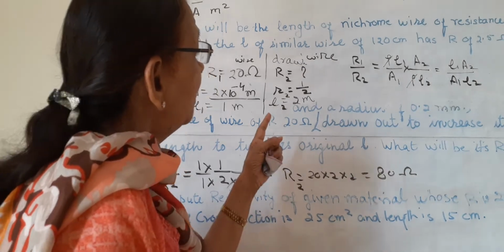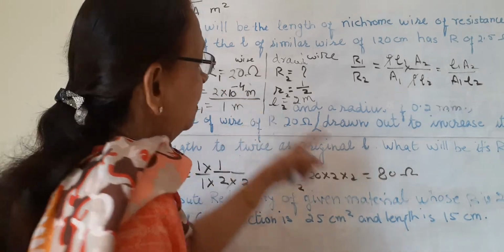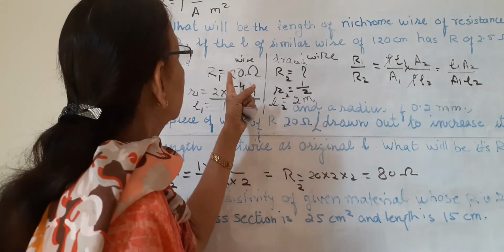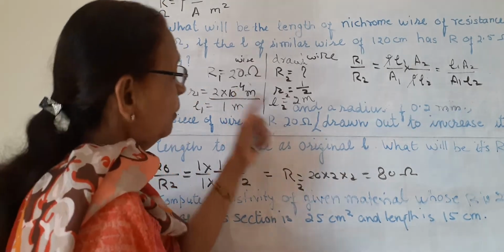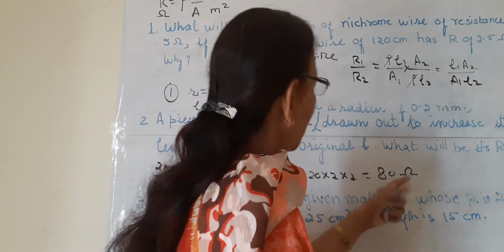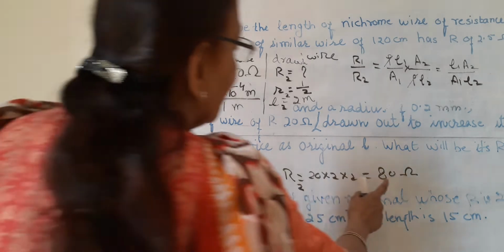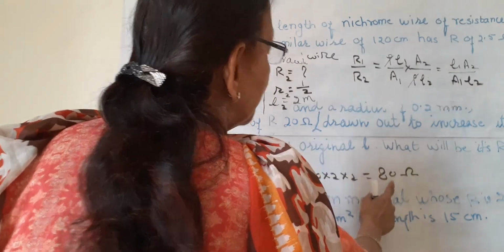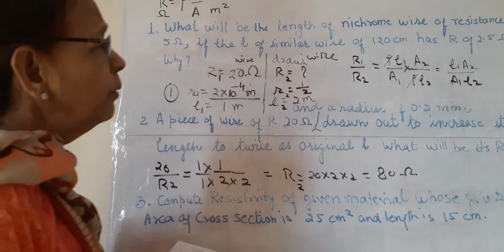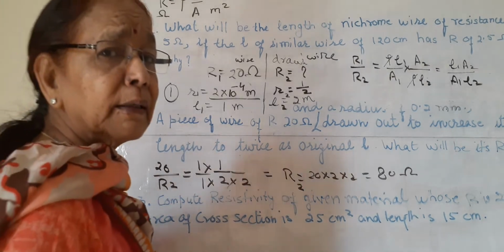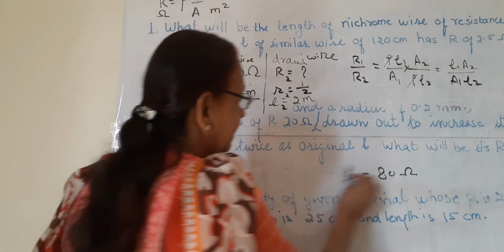It means if only the length is doubled, how many times is the resistance? Resistance becomes 4 times. Because area is also halved, so the resistance becomes 4 times. This is the resistance of the second wire, when the wire is drawn to double the length. Is it clear to all of you? Do in your notebook, and still if you are not understanding, then ask me on WhatsApp or in comment section.